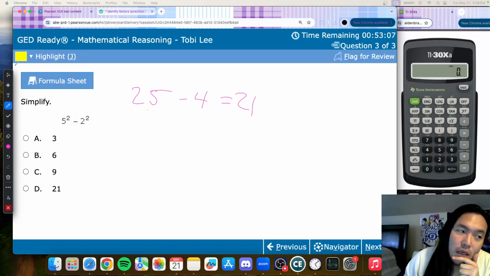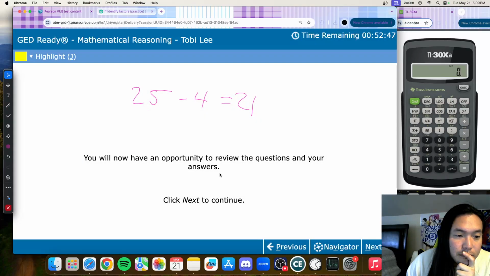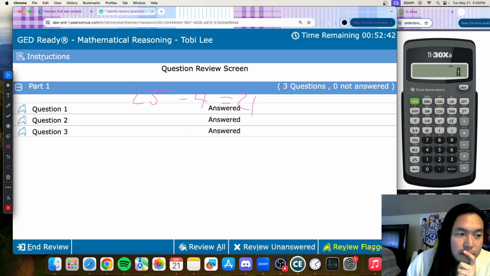So definitely the first two were, especially the first one, quite difficult, but hopefully this one is not too bad. Again, 5 squared, 5 times 5, that's 25. 2 squared, 2 times 2 is 4. 25 minus 4, that's definitely 21. Hopefully everyone is following along without issue here. That's it. Interesting. Definitely, I don't feel the need to review any of those questions.